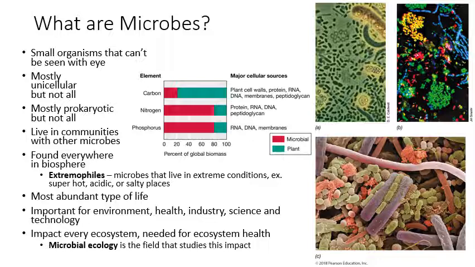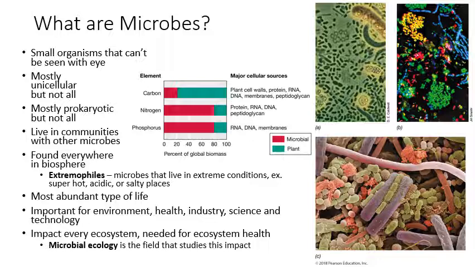So you have microbes just everywhere, absolutely everywhere, in every environment on Earth that can support life at all. And they always live in communities with each other. So you'll have multiple different species of microbes living together and doing different things for each other in basically symbiotic relationships.